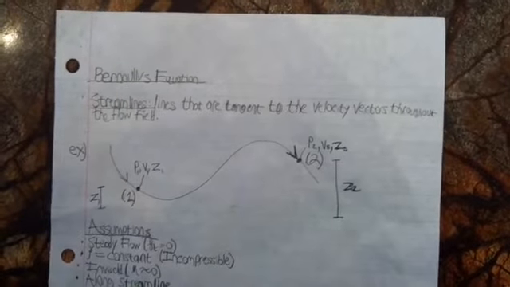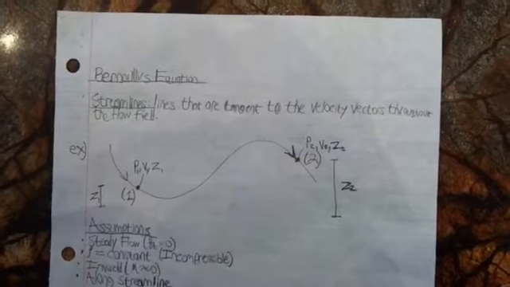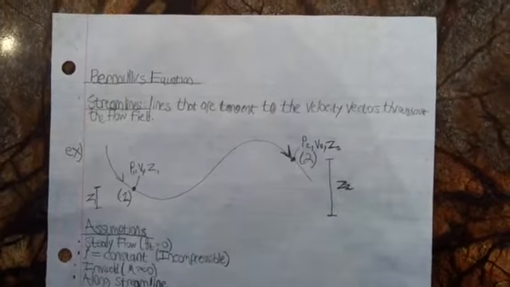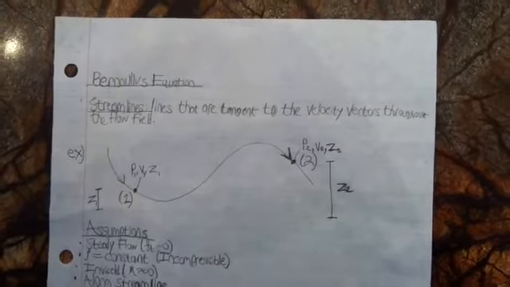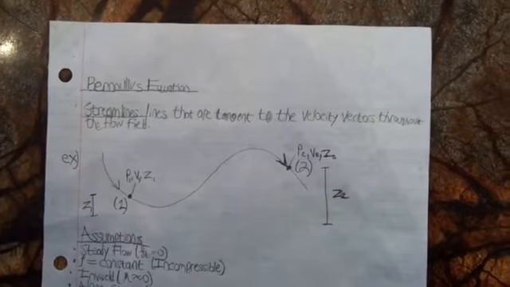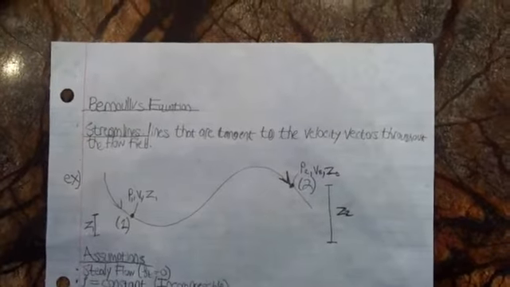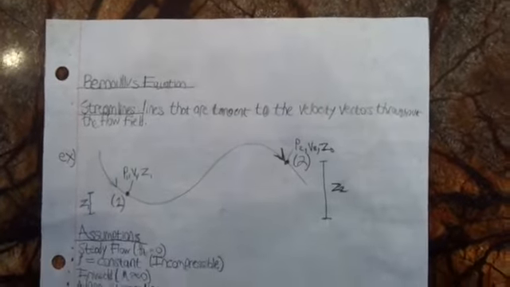Point 1 has a specific pressure P1, a velocity V1, and an elevation Z1, and point 2 has a specific pressure P2, a velocity V2, and an elevation Z2. Given some of these values, how are we able to solve for the other values? The answer is going to be known as Bernoulli's equation.